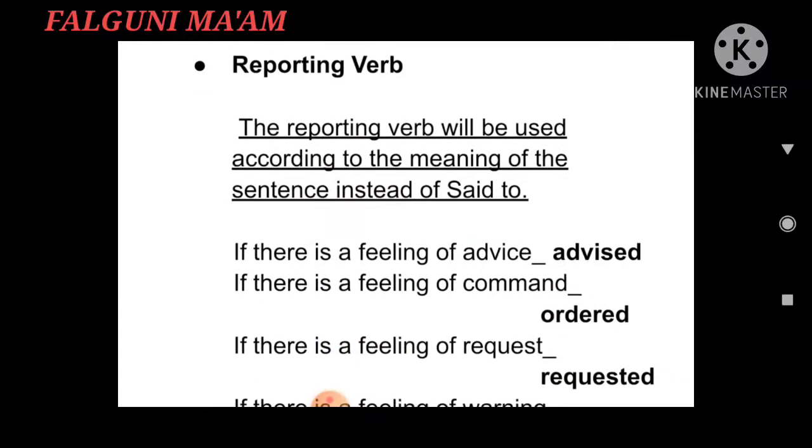Now, reporting verb in imperative sentences. The reporting verb will be used according to the meaning of the sentence instead of said. As in assertive sentence, we use told instead of said. In interrogative, asked, inquired or questioned. Exclamatory, exclaimed with sorrow, joy. We relate the reporting verb with the feelings of the sentence and then we use it. The same thing here in the imperative sentence. We have different reporting verbs and we can use them according to the meaning of the sentence.